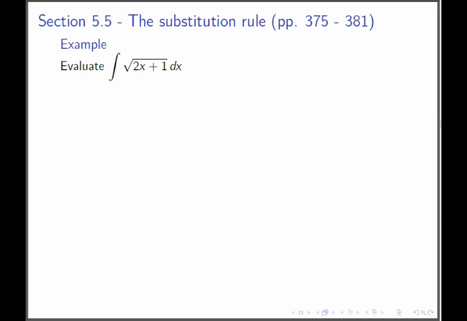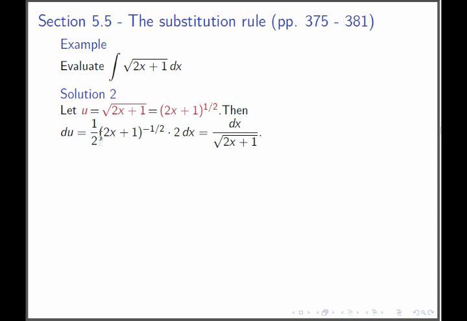Let's do the same example, but using a different substitution. Let's see what would have happened if I'd let u equal the square root of 2x plus 1, which is equal to (2x plus 1) to the 1/2. Well, then du is what? It's the derivative of this expression times dx. So there's the derivative, simplified. So this is du simplified.